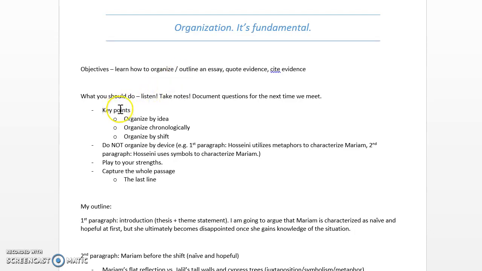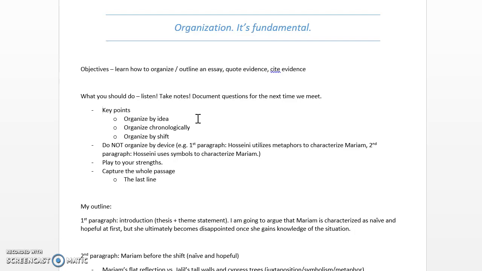The key points of this endeavor: we're going to initiate some changes in the way that essays have typically been written by you in your high school English career. The key points that I want to hit really hard here are, first, we're going to organize our essays by idea. We're going to organize them chronologically. Doesn't make much sense to talk about what happened at the end of the passage first. Typically, that's not the way we want to do it.